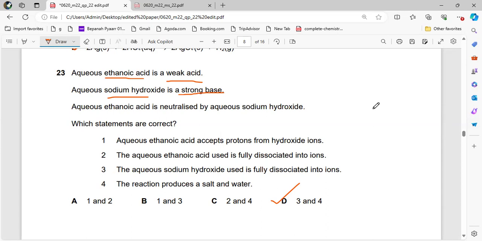So that is wrong. The aqueous ethanoic acid is fully dissociated into ions. Again, this statement is wrong because ethanoic acid is a weak acid, which is given in the question, and weak acids partially dissociate and do not dissociate fully. Okay. The aqueous sodium hydroxide used is fully dissociated into ions. Yes, it is true because it is a strong base, and a strong base will completely dissociate into ions. The reaction produces an acid and a salt. Yes, it is a reaction between an acid and a base, so definitely it will produce salt and water. So statements 3 and 4 are both correct. That is why option D is the correct option.